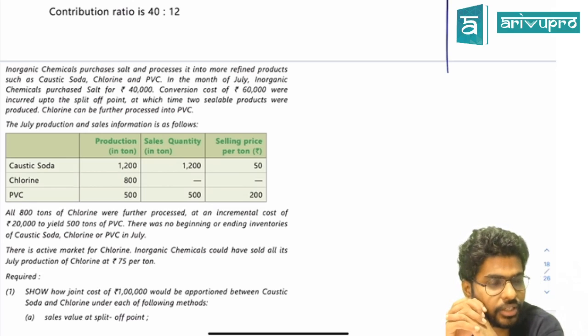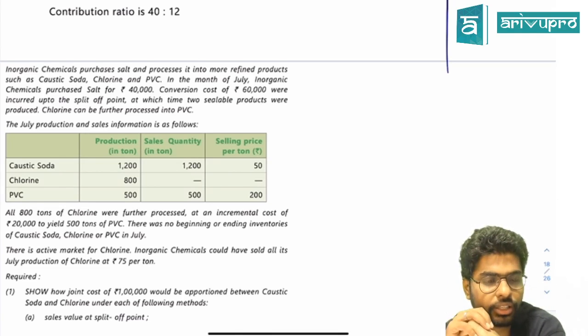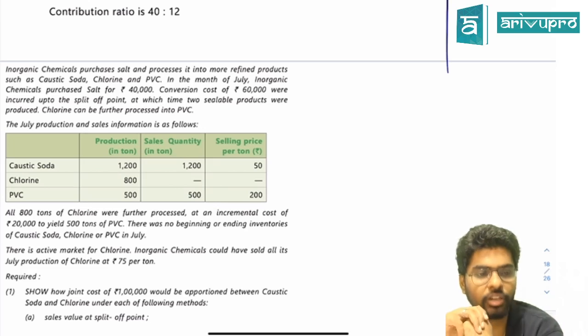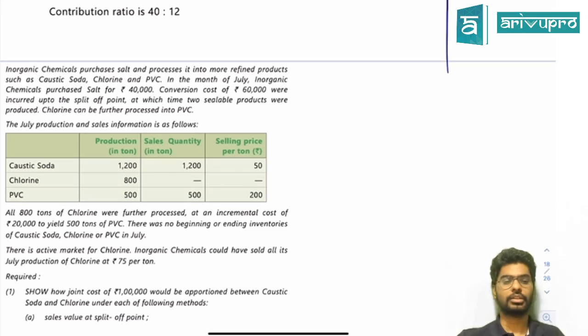July production and sales were as follows: caustic soda 1200, chlorine 800 and PVC 500, sales 1200 tons, 500 tons. All the 800 tons of chlorine were further processed at an incremental cost of rupees 20,000 to yield 500 tons of PVC. There is an active market for chlorine. We could have sold all of its July production of chlorine at 75 per ton. Show how the joint cost of 1 lakh could be apportioned between all the three.